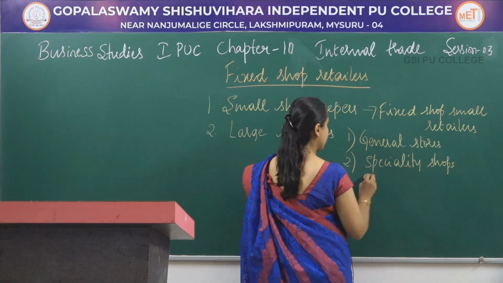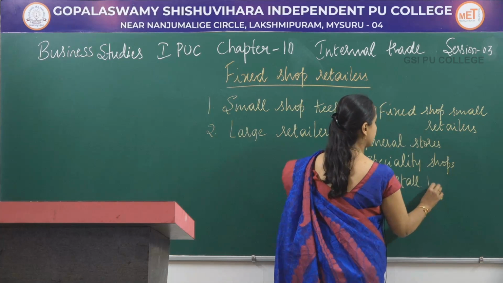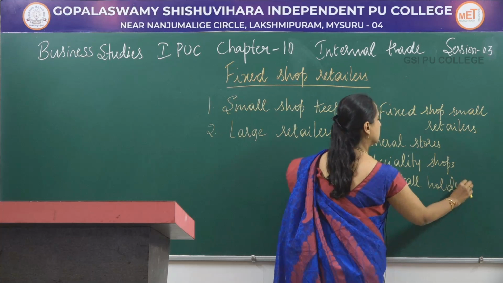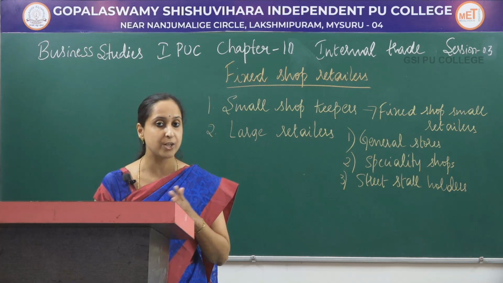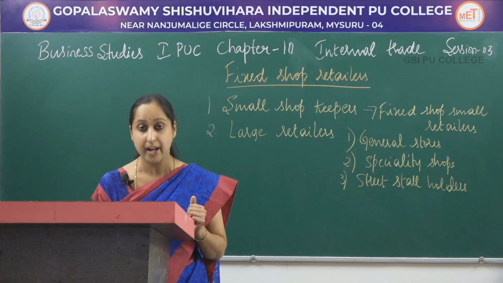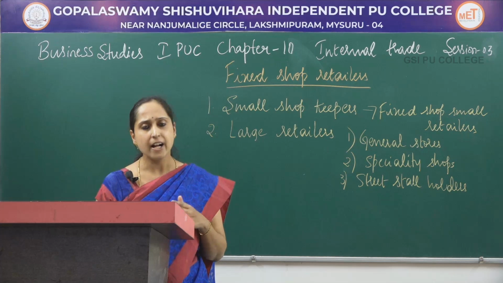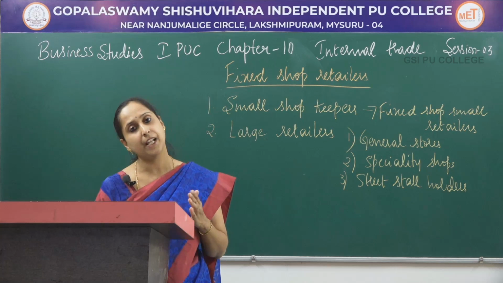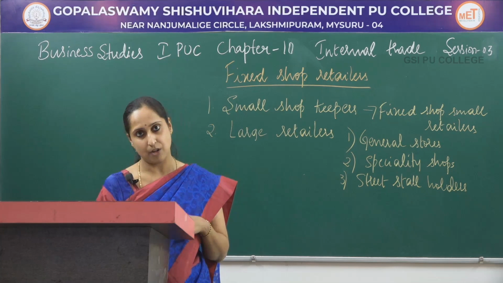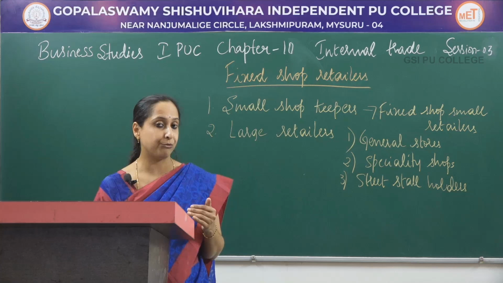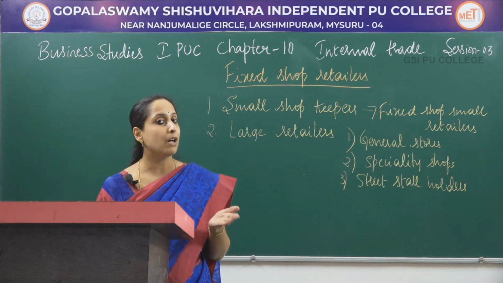Third one is street stall holders. Street stall holders, you can commonly find them at street crossings or especially near traffic signals or places where the flow of traffic is heavy. They attract a large number of customers, and they usually deal with products like toys, cigarettes, soft drinks, etc. And they get supply of the products from the local suppliers and also from wholesalers.